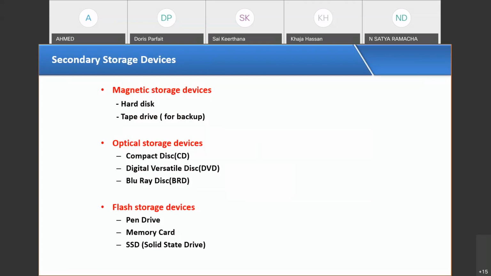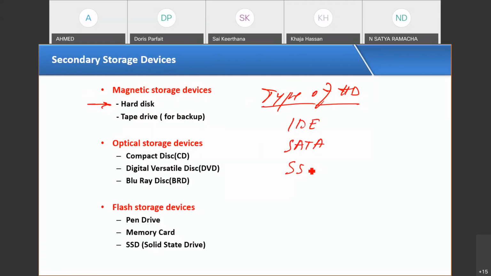But to run the machine, guys, what do we need? We require a hard disk. And in the market, guys, we have some types of hard disk. What hard disks do we have, guys? IDE hard disk is there. SATA hard disk is there. SSD. Before SSD, guys, one more hard disk is there, that is called SCSI hard disk. Then we have SSD hard disk.